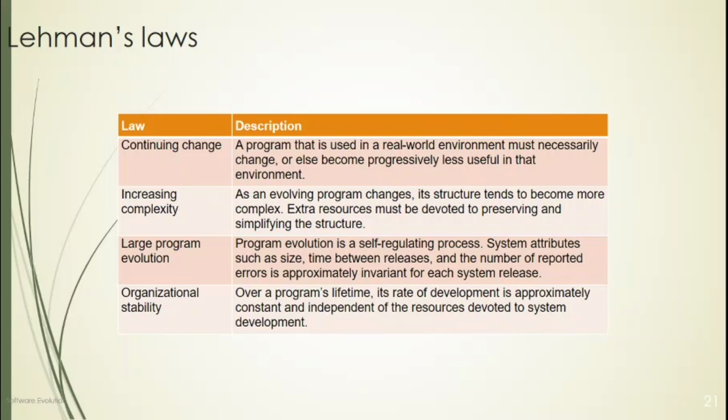So whenever you want to add code to the system, due to the evolution process, at that time some interface is also required for the upgrade and some database is also required. At that time these extra resources must be added to simplify the structure. So this is the second law of program evolution.